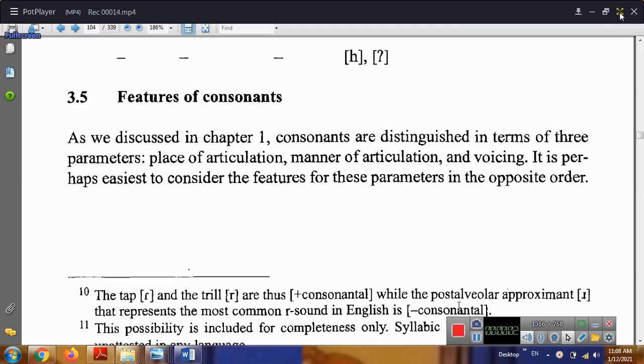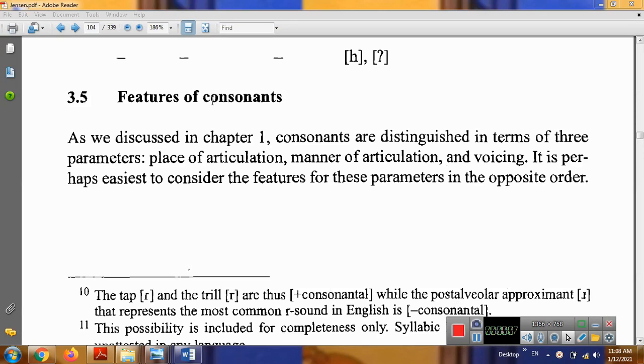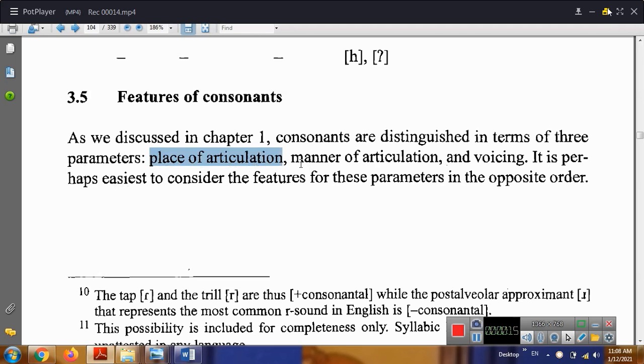In the name of God, in this session we will read about other features of consonants. As we discussed in chapter 1, consonants are distinguished in terms of three parameters: place of articulation, manner of articulation, and voicing. I know that you are familiar with such terms from the phonetics lesson, and we reviewed them in your first chapter, and now we want to define them according to features.